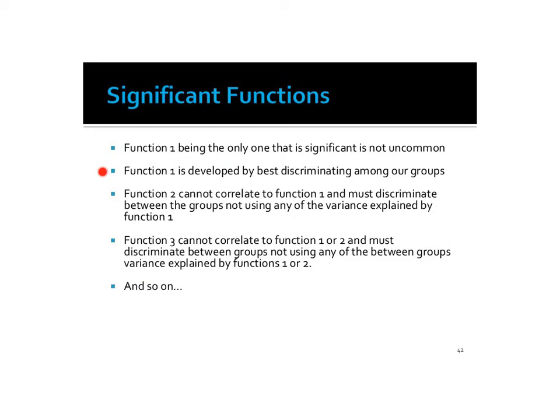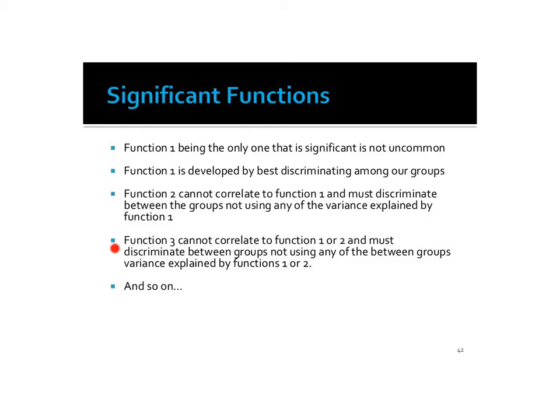Function 1 is developed by best discriminating among our groups. Function 2, when it's developed by SPSS, cannot correlate to function 1. That's a major restriction, and it must discriminate between groups not only not using any of the variance explained by 1, so it has to search out other explained variance. If there isn't more explained variance to use, function 2 is not going to be significant.